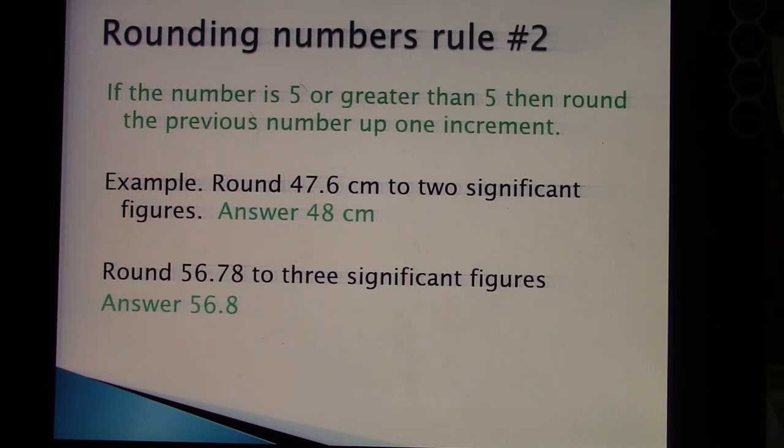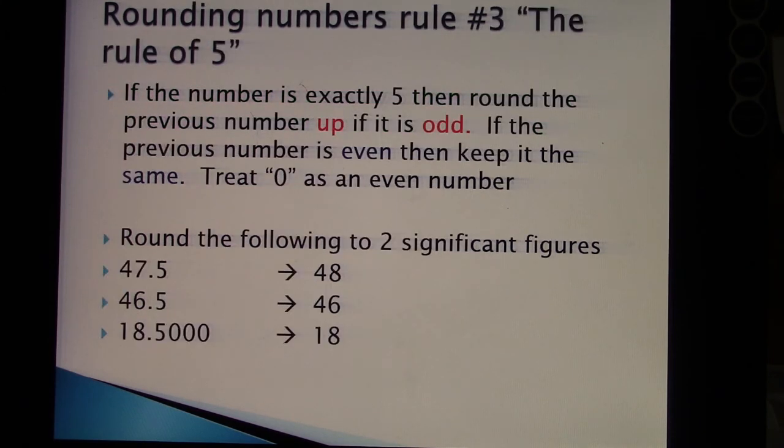Now the problem is, in most common situations, most of the time in practical matters, if it's 5, we round it up. But in science and math, you have to follow a specific rule for the number 5. So I call that the rule of 5. Because if it's exactly 5, what do you do? You round up, or you drop it. If the number is exactly 5, then round the previous number up if it's odd. I always remember odd up. If the previous number is even, then keep it the same. I treat 0 as an even number in a lot of applications.